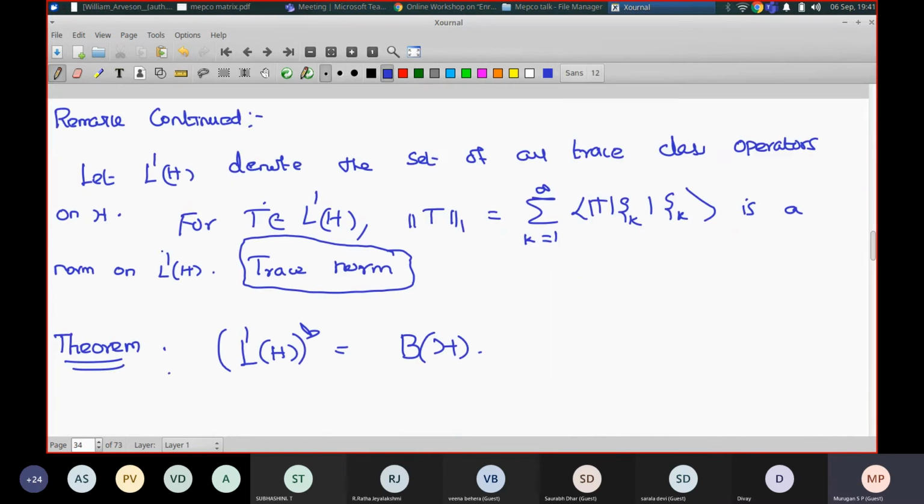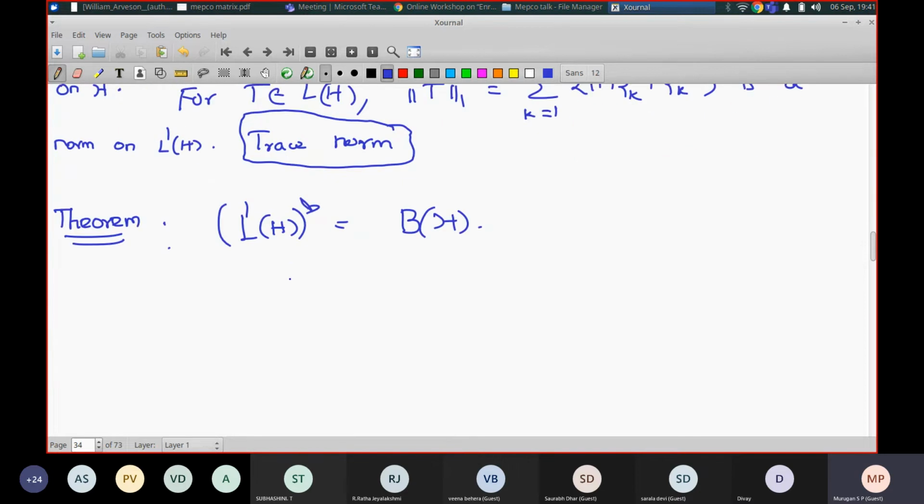Remark, continued. Let L1 denote the set of all trace class operators. For T belonging to L1 of H, you can define a norm on L1 of H. This norm is called the trace norm. This is a theorem, the Schatten theorem. You can see it in many textbooks.